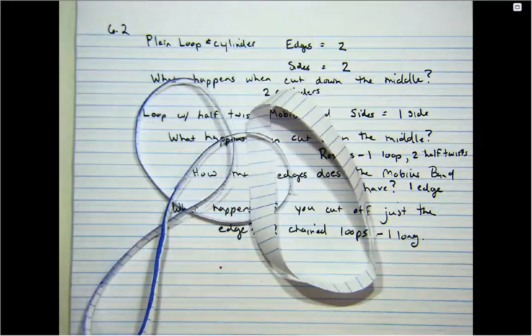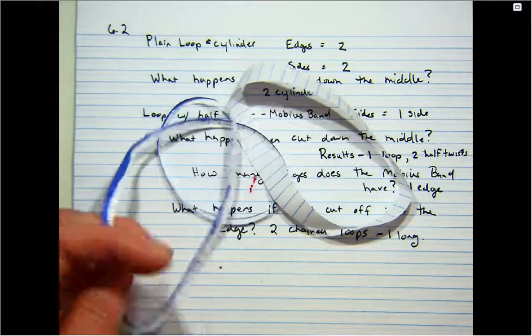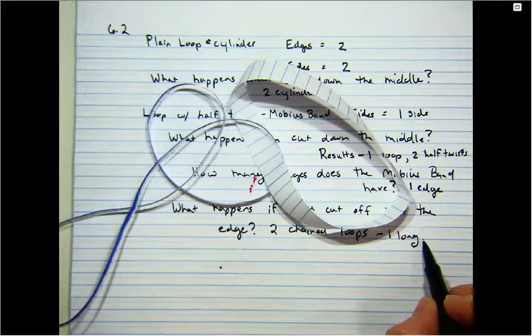How would you describe the short loop? It's that, and we've seen a loop like that already. What is that loop called? The short wide loop is a Mobius band. So one is a long skinny loop with two half twists, and the other is a Mobius band.